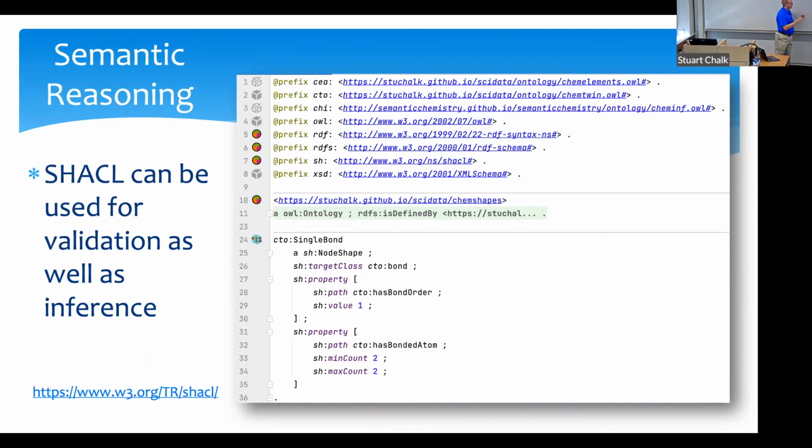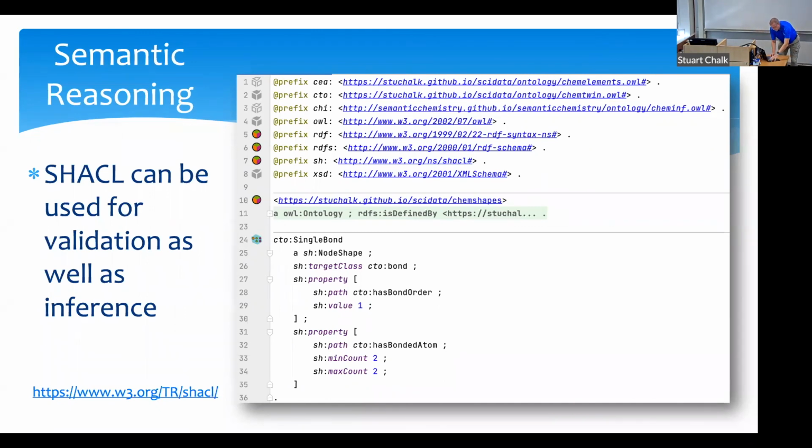And so the key thing about this is a very nice idea for being able to validate the data that we've put into our chem-twin file. But it turns out that Shackle has some advanced features, and one of the other features is you can use it to infer information as well. So this is really going to be very useful because one, it can validate the data that we've put in the graph, but then 2, it can infer on top of that data other information, and then that information also gets added to the graph.